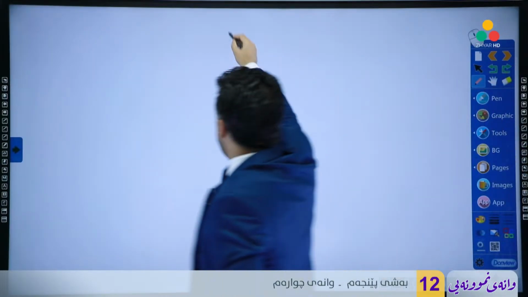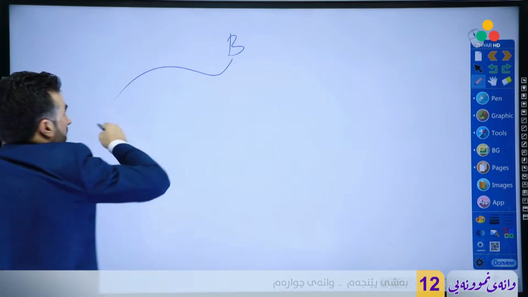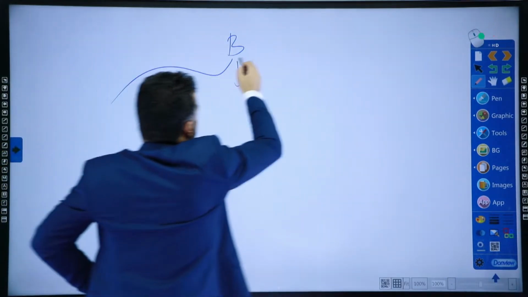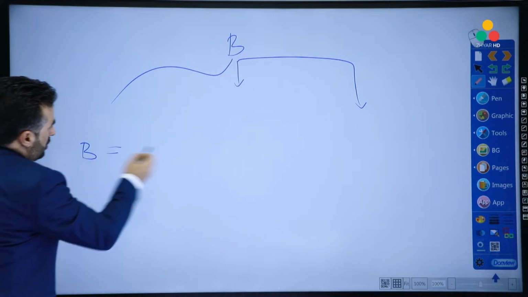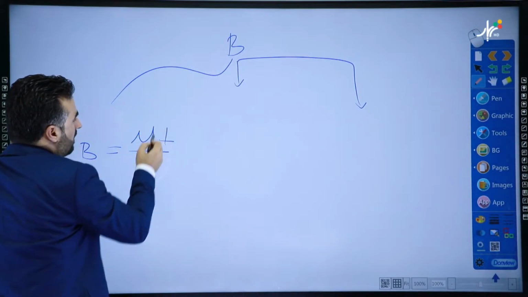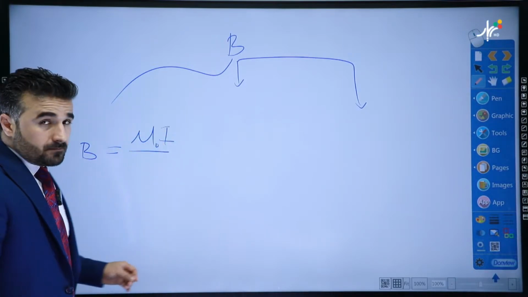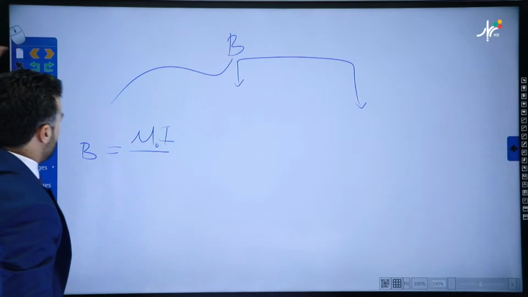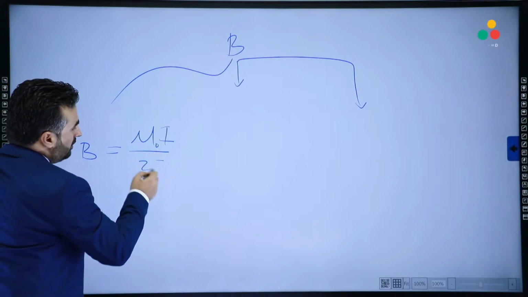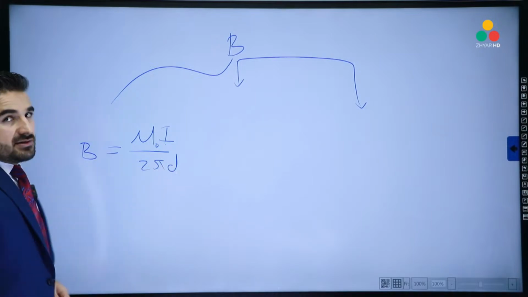To find the magnitude of the magnetic field strength, for a wire we said B equals mu I, where mu is the magnetic permeability. If it is air or space, we use mu naught. This is divided by 2 pi d, where d is the distance.